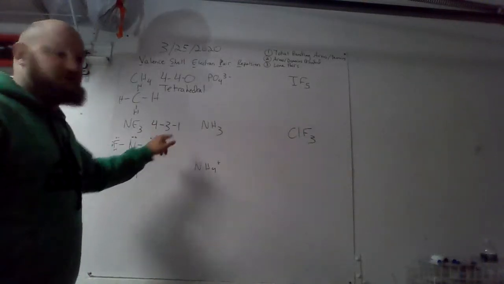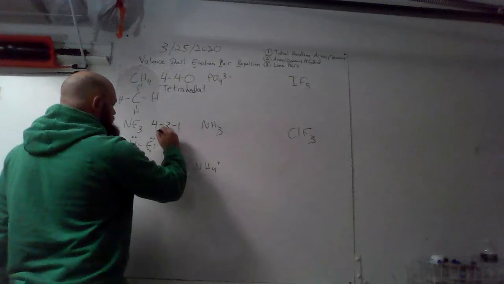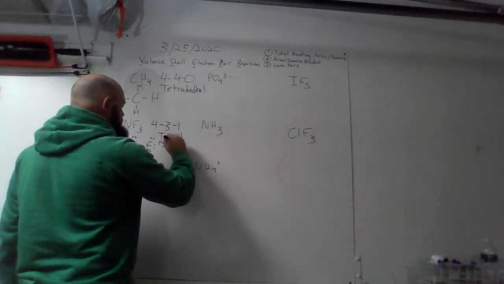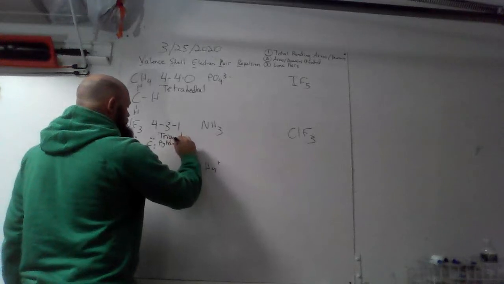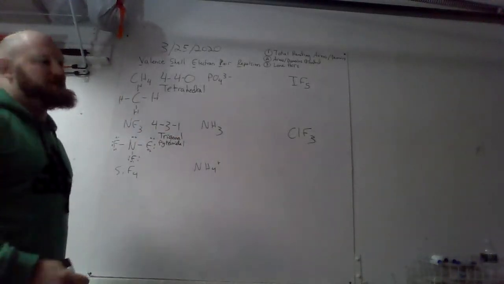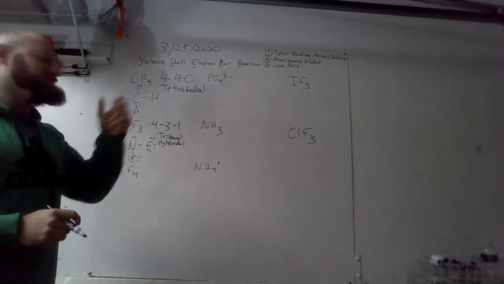So when you look at this, look in your chart, it's going to be something called trigonal pyramidal. And it almost looks like a camera tripod if you look in 3D. Tetrahedral is if you had a tripod and another part sticking up above it.